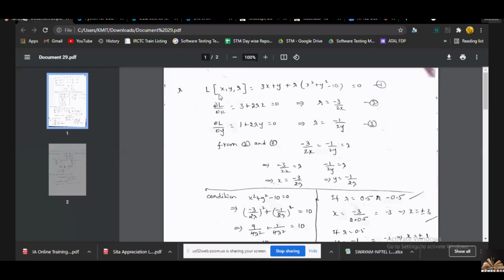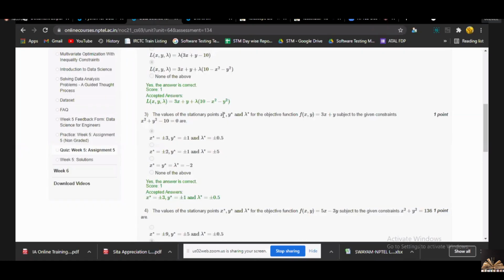So L of x comma y comma lambda equals f of x comma y plus lambda of c minus g of x comma y. When I say c minus g of x comma y, c is the constant value, and g of x comma y is the constraint function.